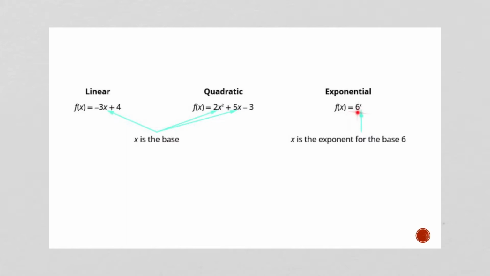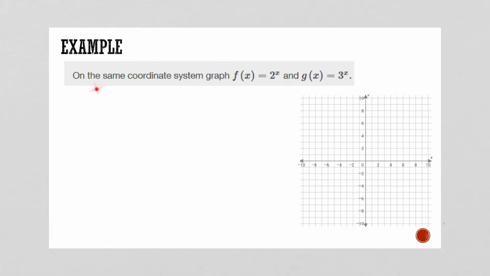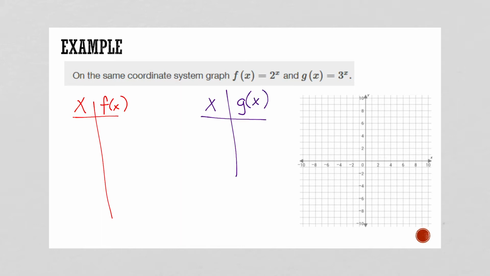And in this case, the base happens to be 6, but the base can be anything that is a positive number, and also it cannot be 1, okay? All right, so it says here on the same coordinate system graph f of x is equal to 2^x and g of x is equal to 3^x. Okay, so we've got x and then we've got f of x for that first one. And for the second one, we've got x, and then we've got g of x. So we're going to create two different tables, and we're going to graph these on the same graph.